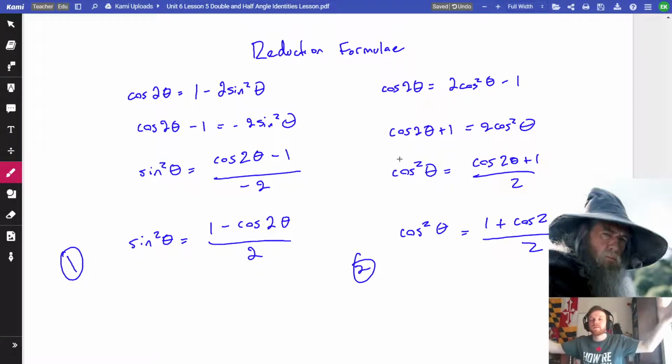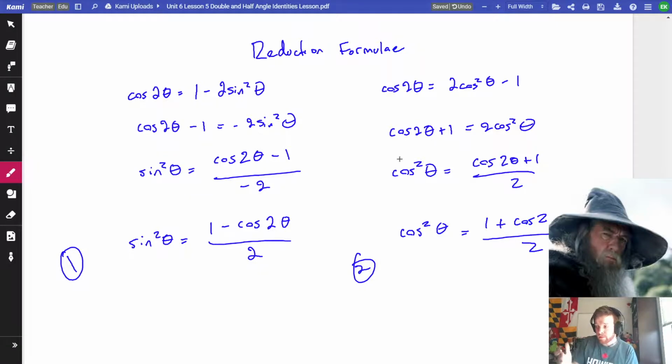If you're given in the future cosine squared theta and you'd like there to be no square, you can just turn it into 1 plus cosine 2 theta divided by 2. If you think about it for a second, these two values are always going to be positive. There's a few ways you can think about it. The left-hand side of both my two equations is being squared, so the left-hand side will always be positive. Therefore, the right-hand side must always be positive. That's the first way you can think about it.